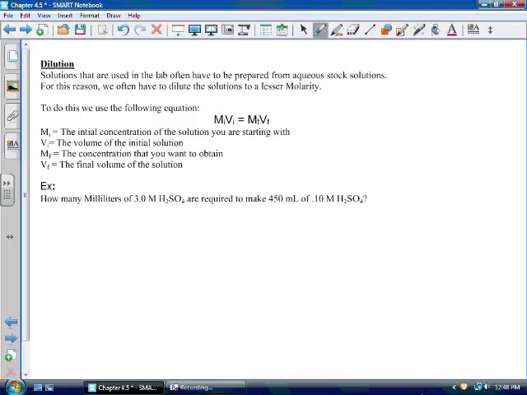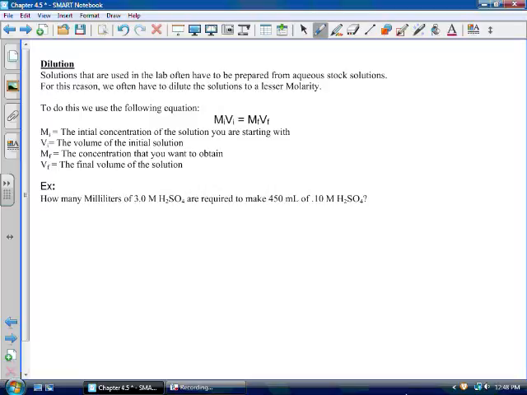How many milliliters of 3.0 molar sulfuric acid are required to make 450 milliliters of 0.10 molar sulfuric acid? All right, so let's say in my example here, I'm preparing a lab, and for the lab I need 450 milliliters of 0.10 molar sulfuric acid solution. I look around on my shelves and I don't find any of that solution, but I do find that I have some 3 molar sulfuric acid. So I can make that solution up by watering some of it down. My question is, how much of that 3 molar sulfuric acid do I have to start with before I start adding water to it to make it 450 milliliters and get my 0.1 molar?